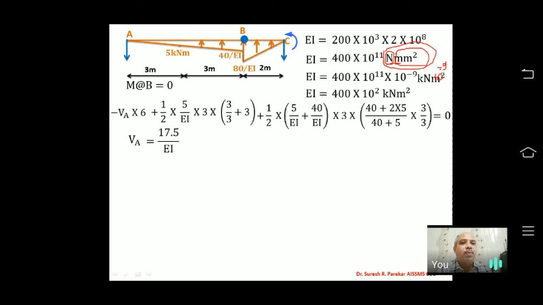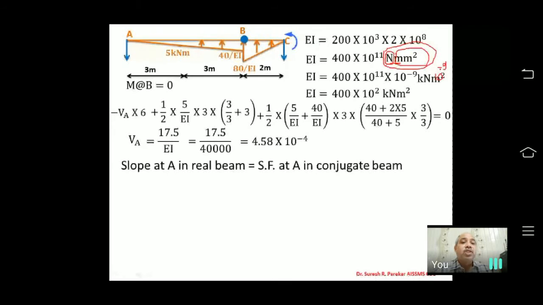As we are getting a positive value, that means our assumed direction is correct and VA will act in downward direction. So now once we know the value of VA, we can find it by dividing by the EI value, which will give me 4.58 into 10 raised to minus 4. Now once I know this value, do not put any unit because VA will act as slope in this.